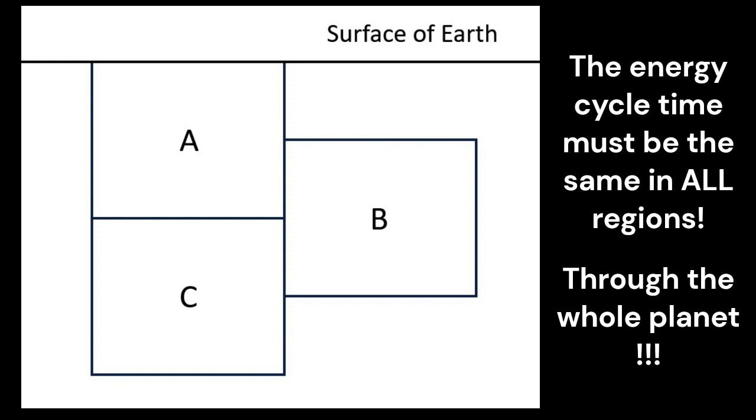And because we can extend this all the way down to the center of the Earth, that means that the cycle time in every region of mass will be equal everywhere inside the planet. That's a new idea. That's a unifying concept.